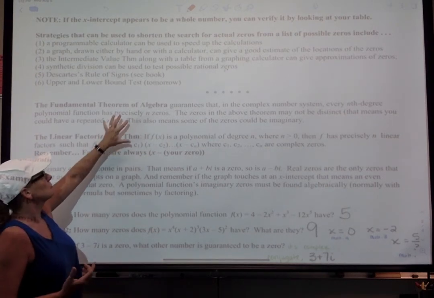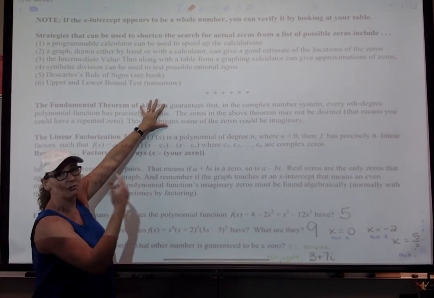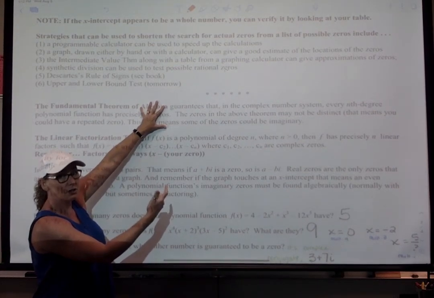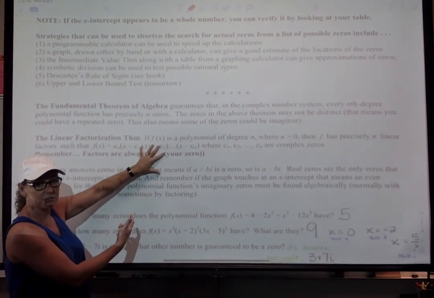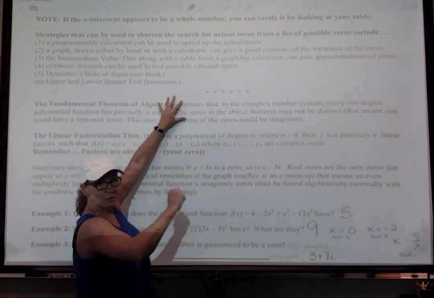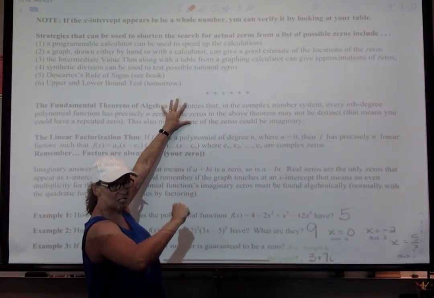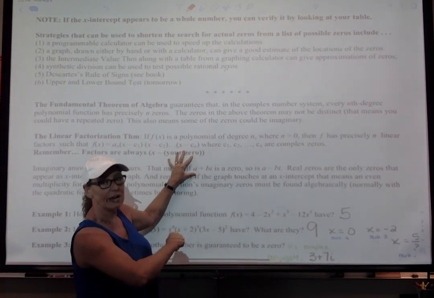Linear factors. This just means you should be able to take every single one of your zeros and turn it into a factor, right? The yellow is what I've been highlighting for our zeros. Turn that into a pink factor. You should be able to do that.